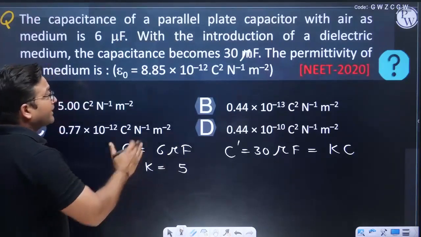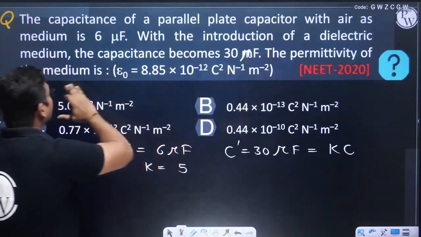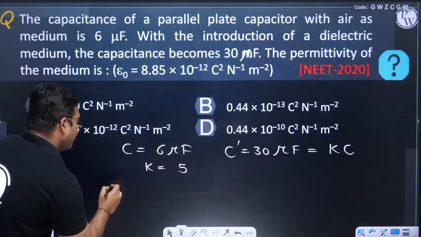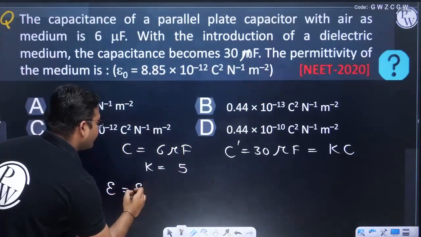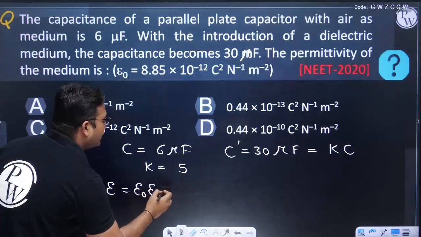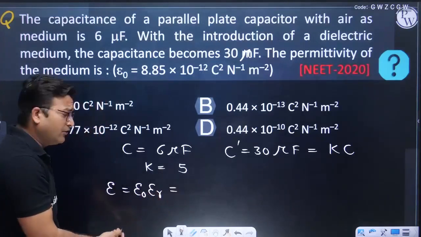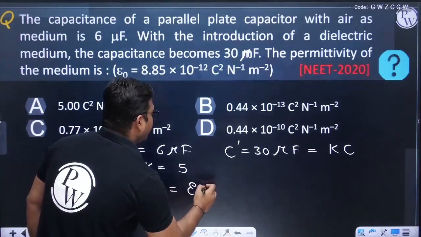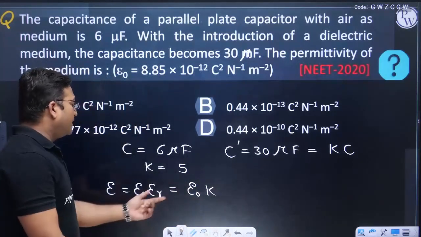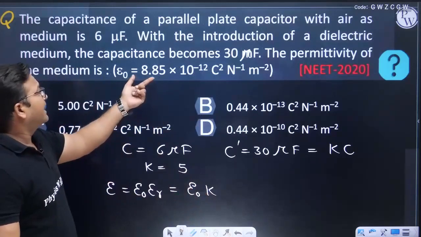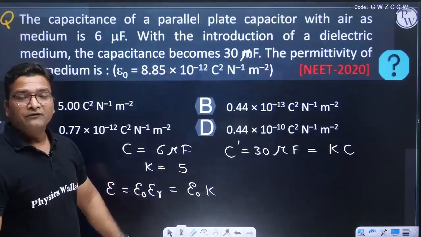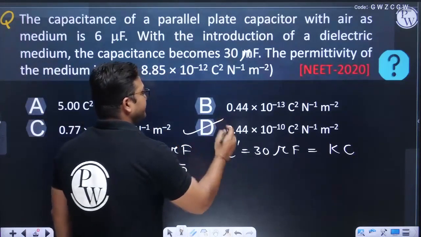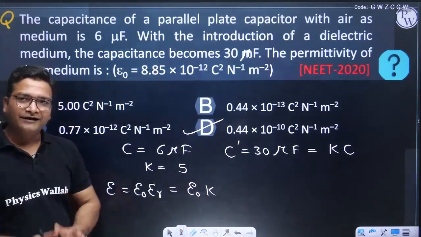And you know they are asking you the permittivity of the medium. So as you know, the permittivity of the medium is given by epsilon naught epsilon r. Epsilon r is nothing but the dielectric constant. So you can multiply this epsilon naught by the dielectric constant, and if you multiply 5 with epsilon naught, the value will be very close to D. Okay, so that is your answer.